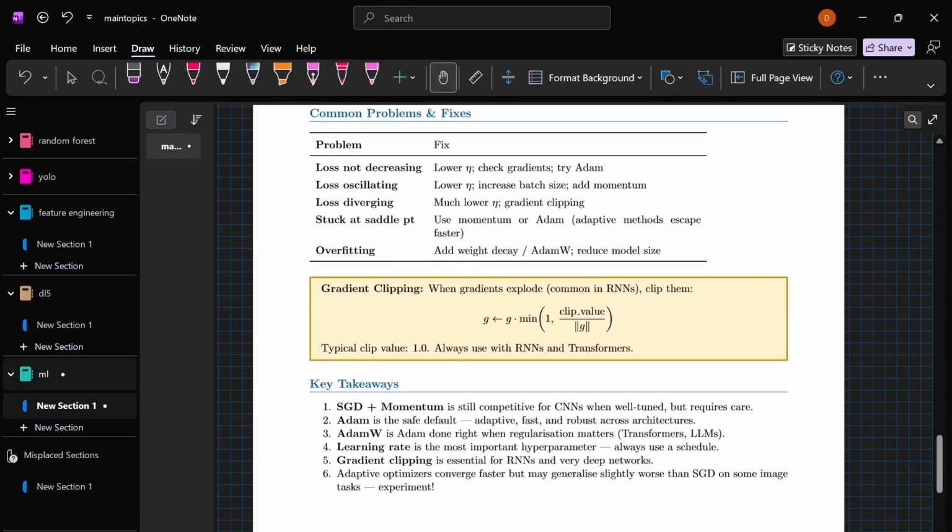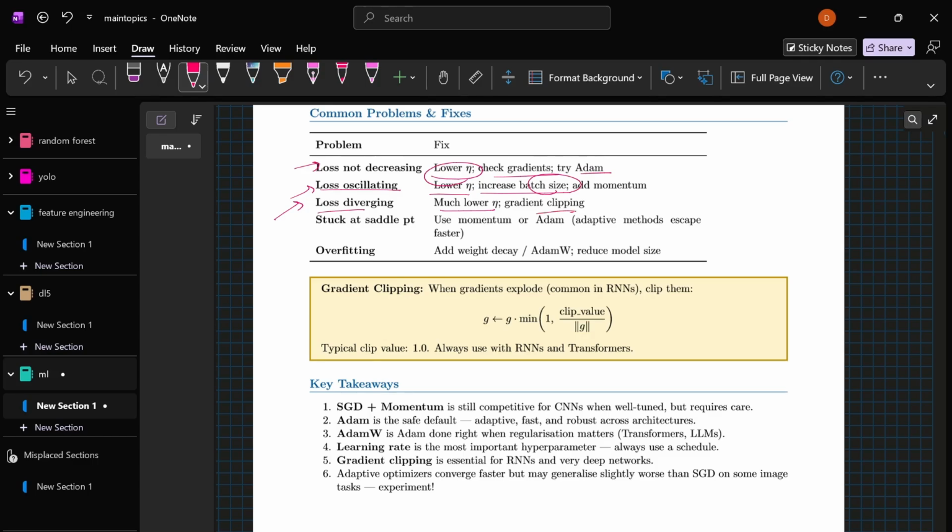If your loss isn't decreasing, lower your learning rate, check your gradients, and switch to Adam. If your loss is oscillating, lower the learning rate and try a larger batch size. Okay, if your loss is diverging, then your learning rate is too high, so lower it significantly, considering the gradient clipping we have just covered in the previous video.